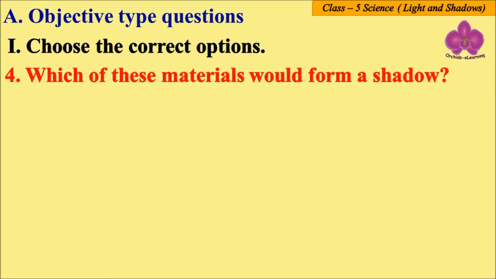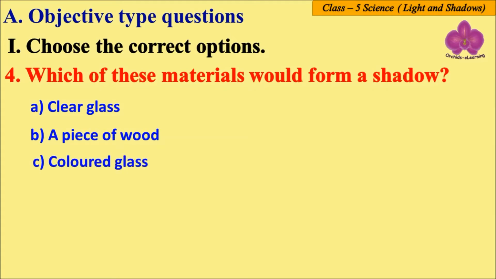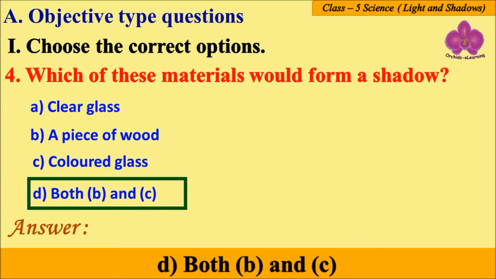Next, which of these materials would form a shadow? A, clear glass. B, a piece of wood. C, colored glass. And D, both B and C. Which will form a shadow? And the answer is D, both B and C. That is, a piece of wood and the colored glass can form a shadow.